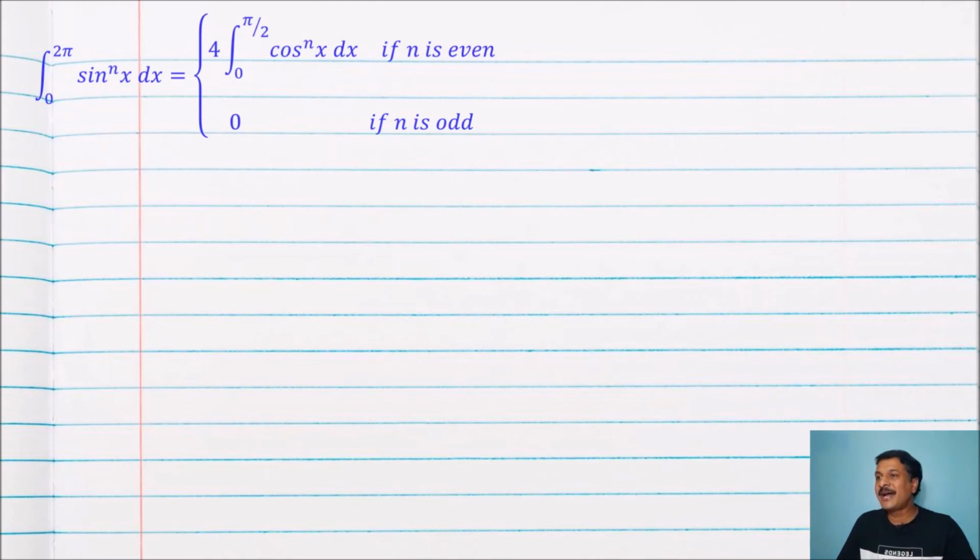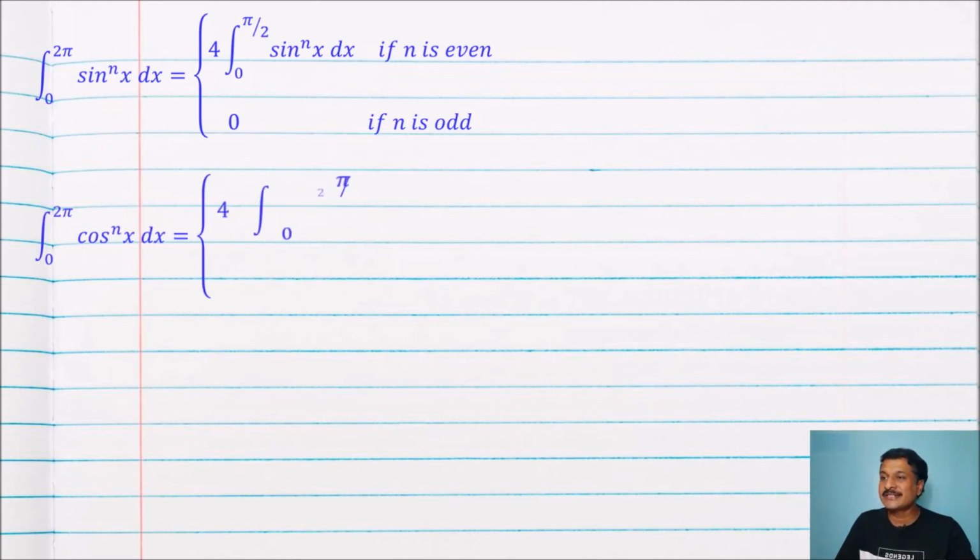So that is why, when we consider integration 0 to 2 pi sin x raised to n dx, it will be 4 times integration 0 to pi by 2, but only when n is even, meaning the power of sine x is even. If the power is odd, then definitely 2 times positive and 2 times negative will give 0. So carefully go through these things.